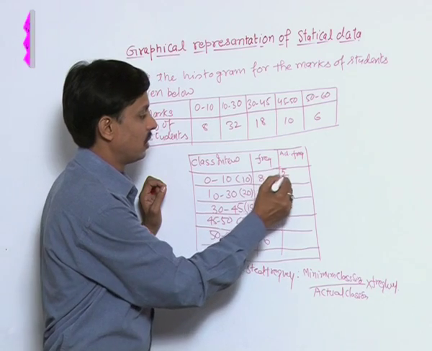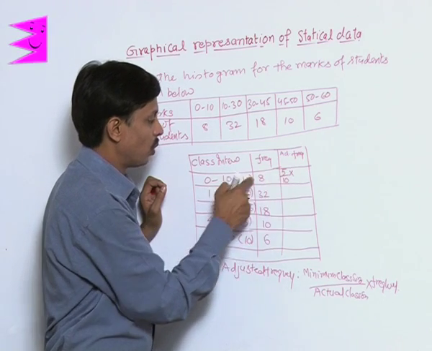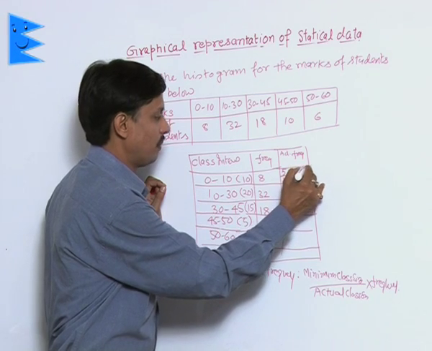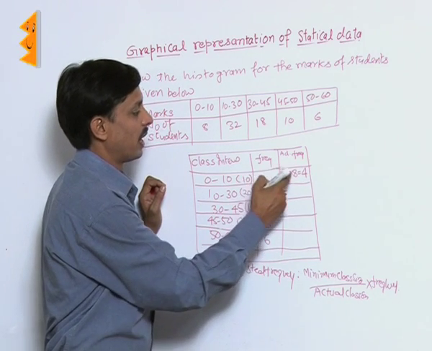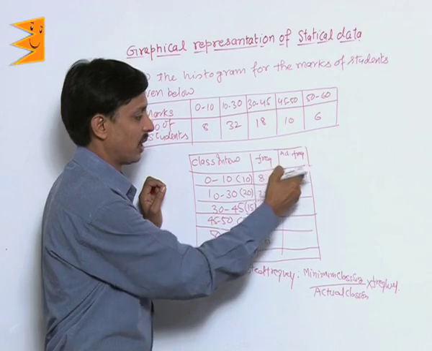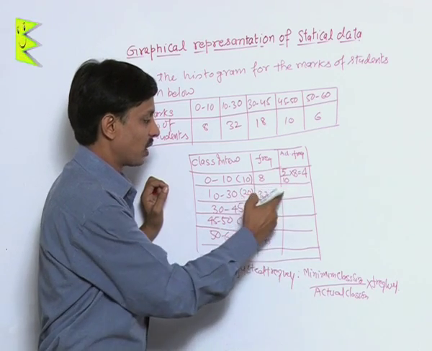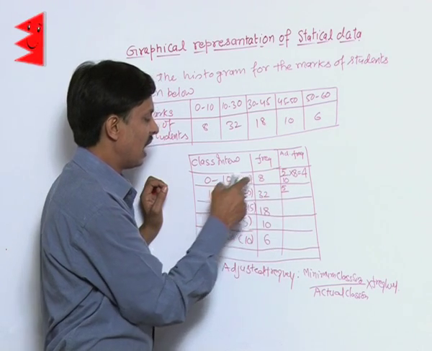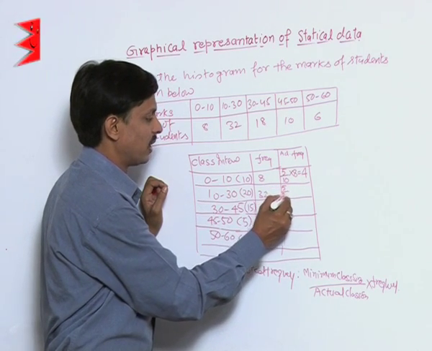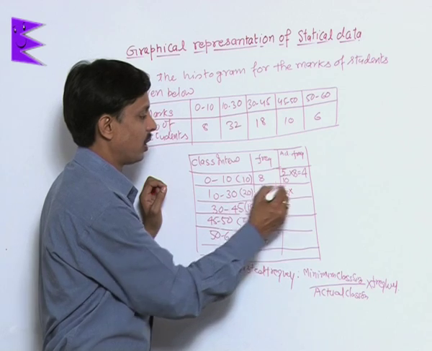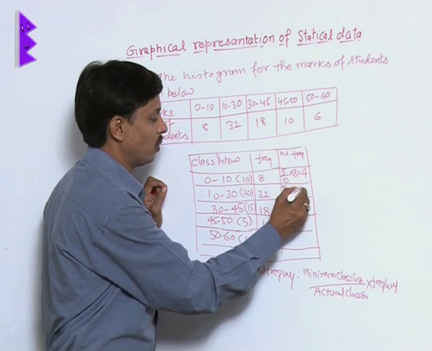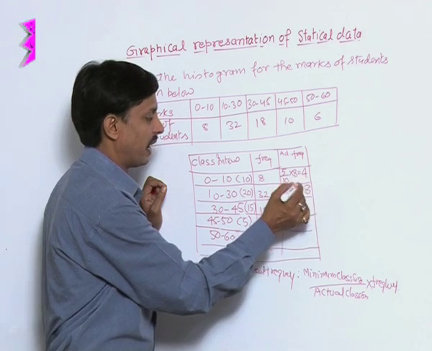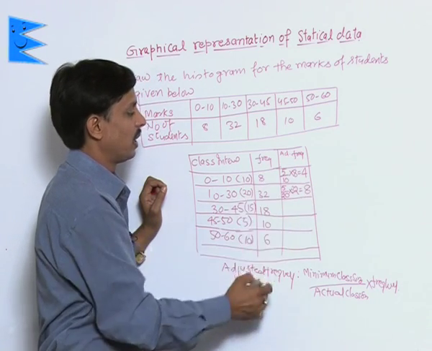So if I calculate the adjusted frequency for the first interval, it will be minimum class size 5 upon actual class size 10, into frequency 8. So the answer will be 4. For the second one, the minimum class size will not change, it is 5. The actual class size in this interval is 20, into frequency 32. That is equal to 8. So the adjusted frequency becomes 8.